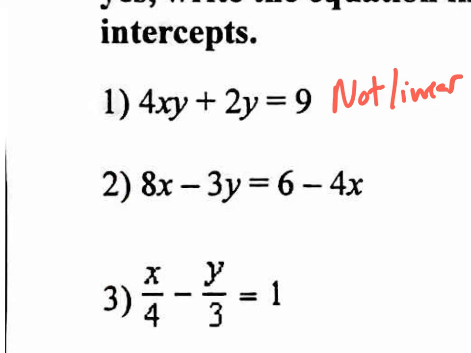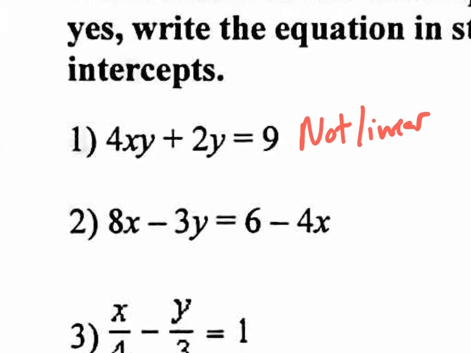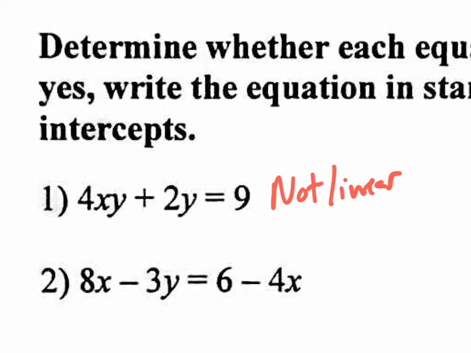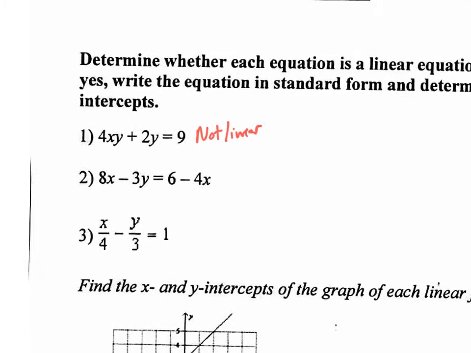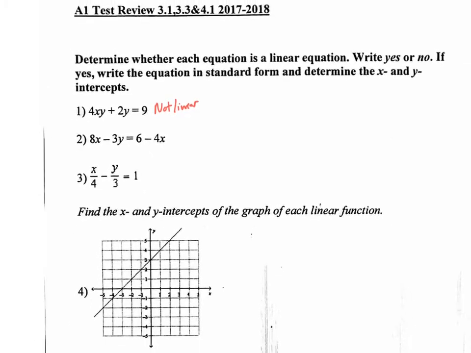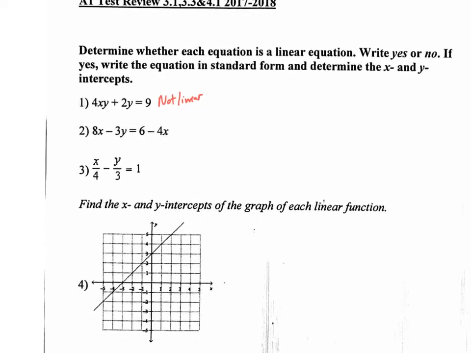Okay, so number 1 was not linear. We're done with number 1. But when you move on to numbers 2 and 3, they are linear. And then it says, write yes or no. Okay, so yes, they are linear. But then it says, if yes, write the equation in standard form.